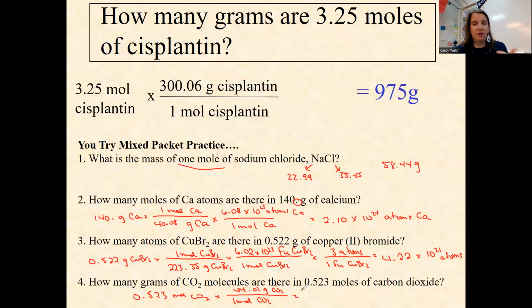I am not going to use Avogadro's number in this problem because the problem doesn't talk anything about atoms, molecules, formula units, ions, nothing like that. It only talks about moles and grams. So this is just a one-step problem. So I'm going to have 0.523 times 44.01. And I would get with 3 sig figs, 23.0 grams of CO2.